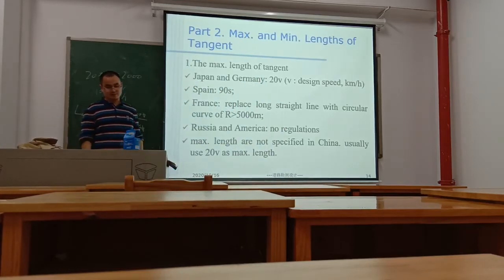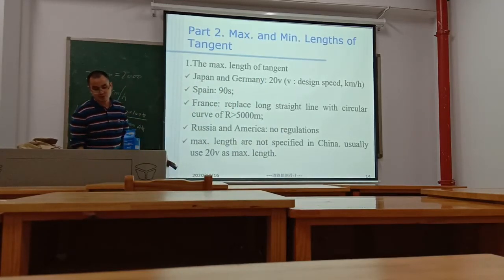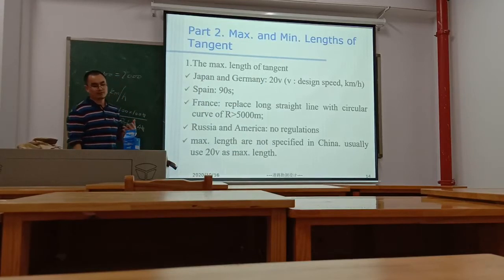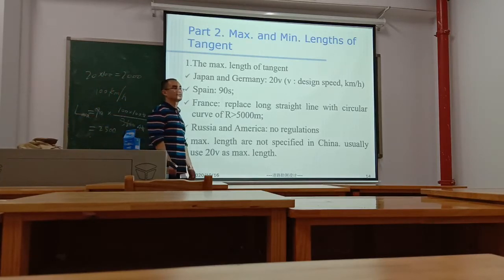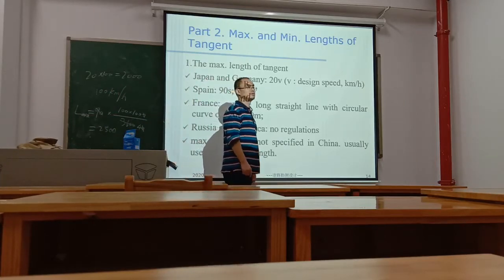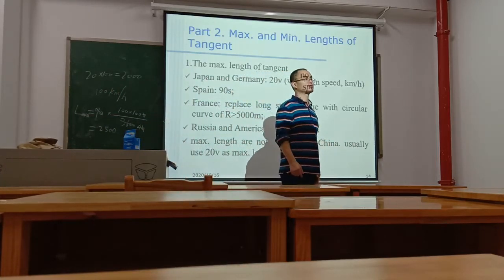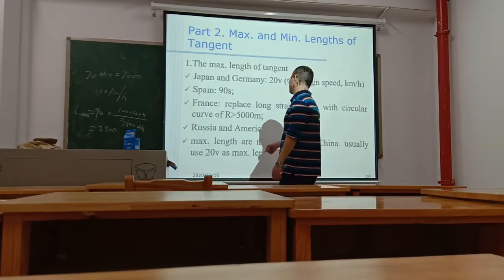In France, replace long straight line with circular curve of radius greater than 5,000 meters. In Russia and America, there are no regulations: no limit, no maximum length in Russia and America.